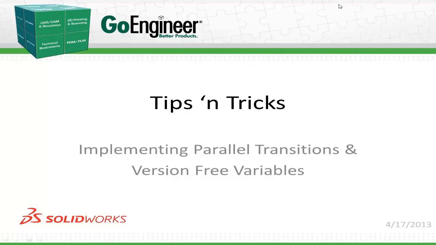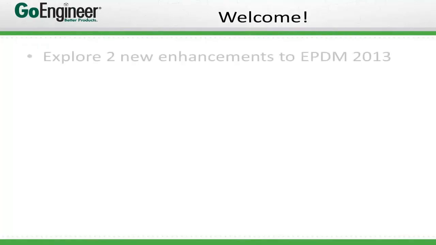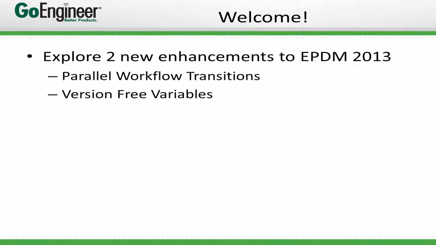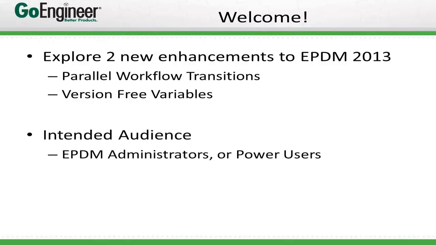In this session, we'll be looking at two of the new and highly anticipated functions introduced into Enterprise PDM 2013: the parallel transition workflow object, as well as the version-free variables, and we'll explore some best practice use case scenarios for each of those two new objects.